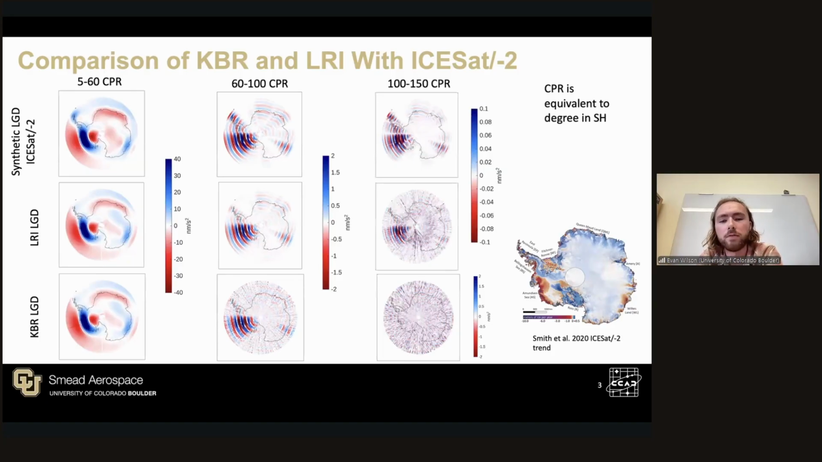And at 100 to 150 CPR, we can see, again, that the KBR just becomes completely dominated by noise. And notice that I've changed the color bar here. And the LRI is clearly able to still detect real mass change signals, even at this very high frequency.